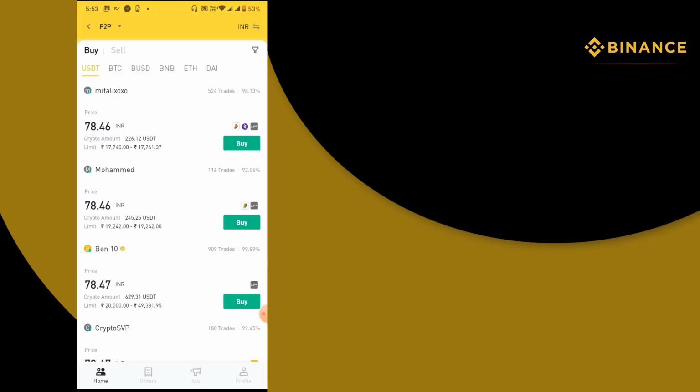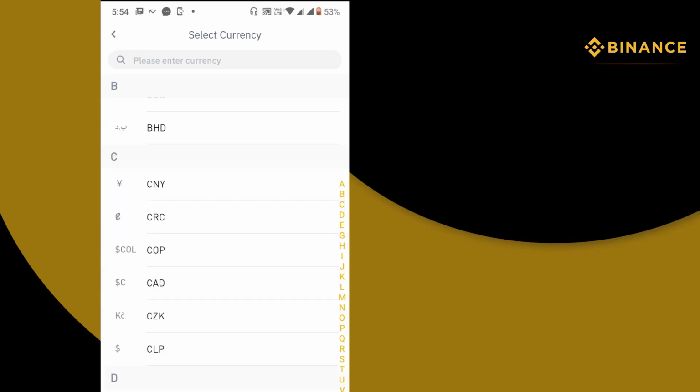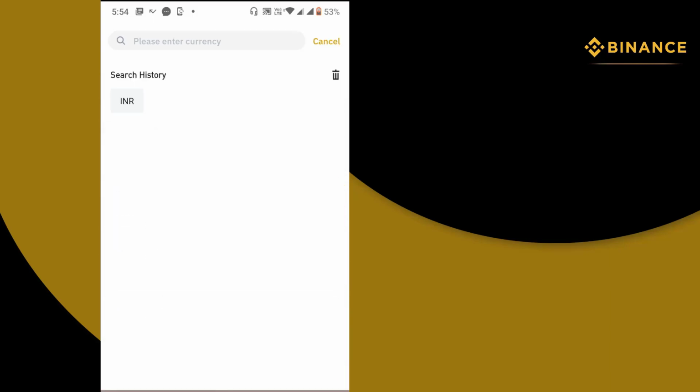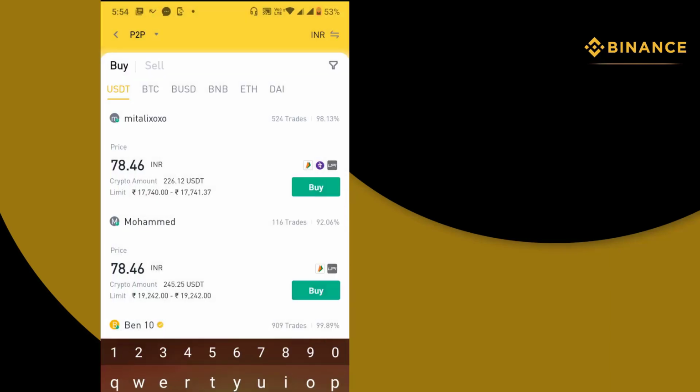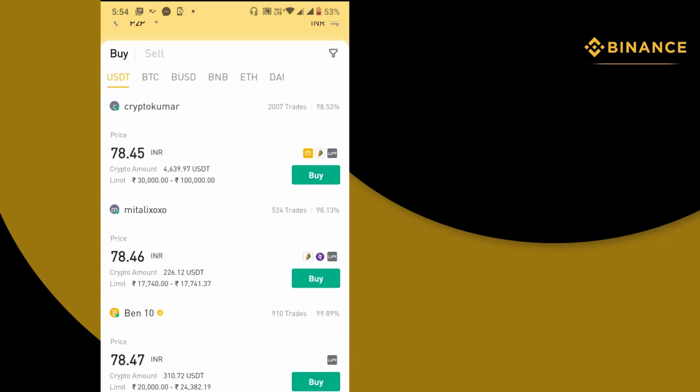Before you do anything, the first thing you have to do is select the currency, because right now mine is in INR, as you can see in the corner. In your case it might be Chinese or any other foreign currency. To change that, tap on the currency and select INR. You can simply scroll down or type INR here. Once you've done that, you will be able to see all the Indian crypto traders or merchants listed here.